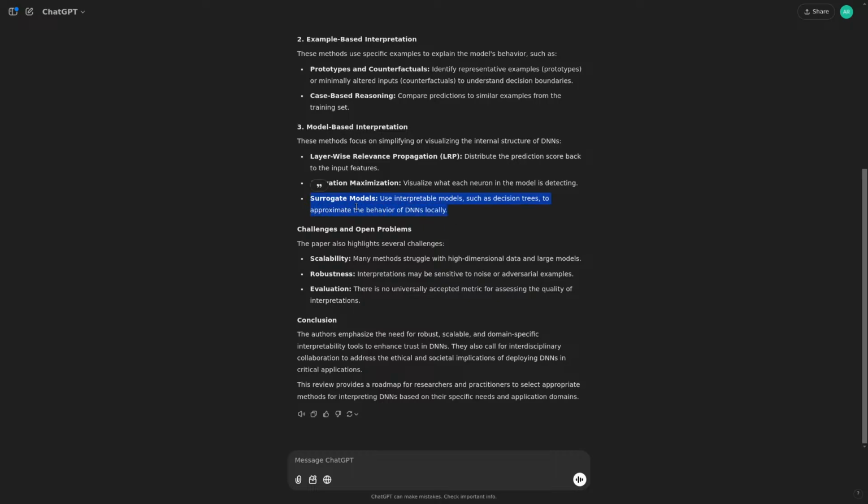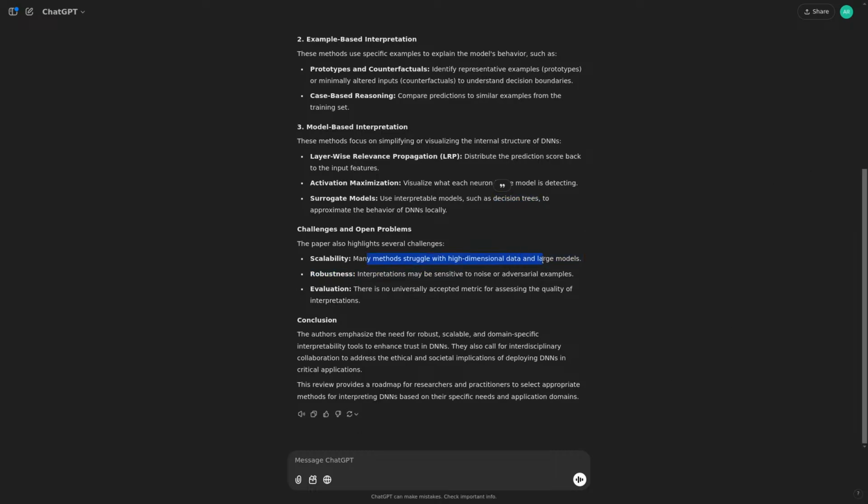Surrogate models use interpretable models, such as decision trees, to approximate the behavior of deep neural networks locally. Hmm, that is fun, right? Using tree models to approximate neural networks. That would be interesting.